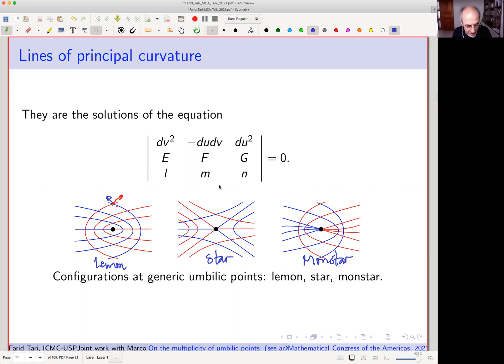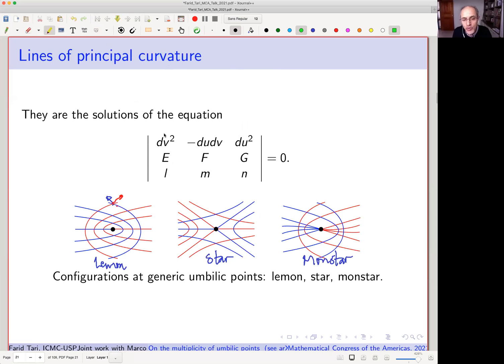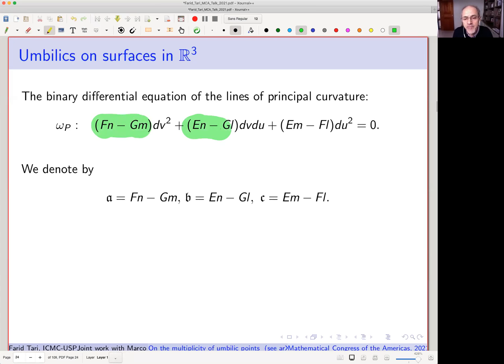So if you write this determinant in a nice way, you get the binary differential equation of the lines of principal curvature. You expand this determinant and you get this binary differential equation, which means that at each point, when the coefficients are non-zero, you get two directions and you integrate them, you get the lines of principal curvature. We denote these coefficients, which will play a role soon, with a notation. We call them A, B, and C.